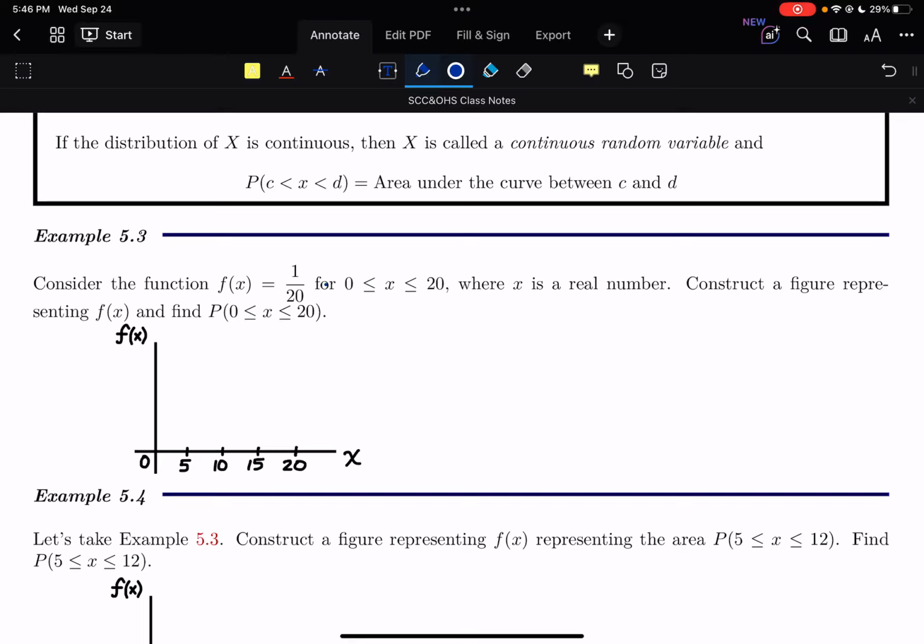So f of x is 1 over 20. This is a constant function, right? It's the same thing as saying f of x equals 5 or whatever. A constant function like this is going to represent a linear function, and not just any type of linear function, but specifically a horizontal linear function. So we're going to go up to the value 1 over 20. Obviously, this is not drawn to scale. It just makes it a little easier to see.